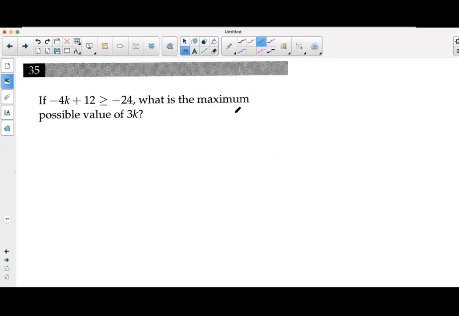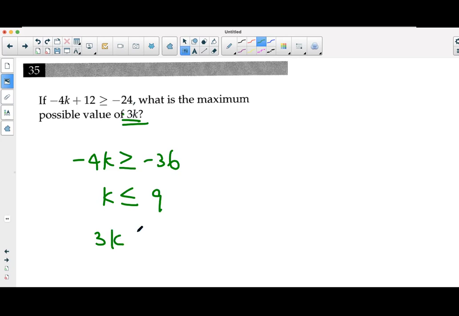So what is the maximum value of 3K? Not just K, 3K. So I'm going to add what's included and subtract 12, so then negative 4K is greater than or equal to, what do we get, guys? Negative 36. When I divide by negative 4, K has to be less than or equal to 9, because when you divide by a negative number, I have to switch the sign. But I'm looking for 3K, so 3K is less than or equal to 27. Therefore, the maximum possible value is 27.